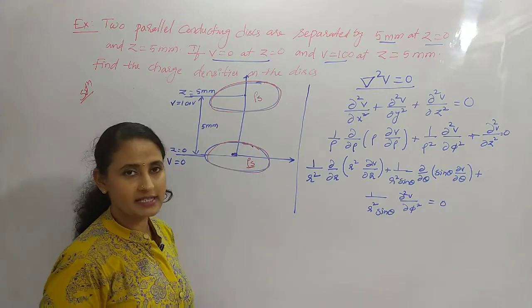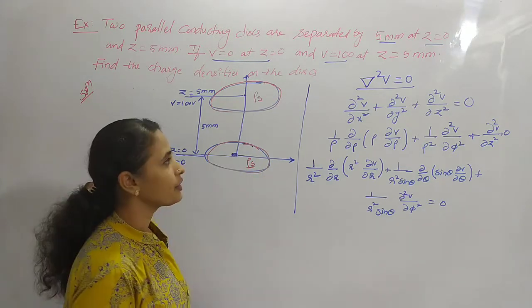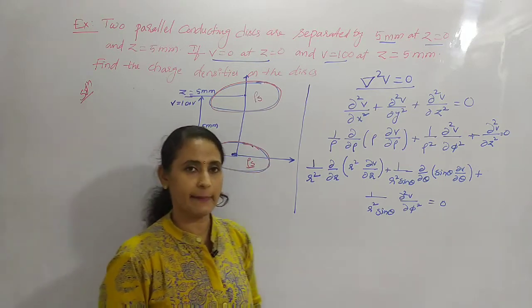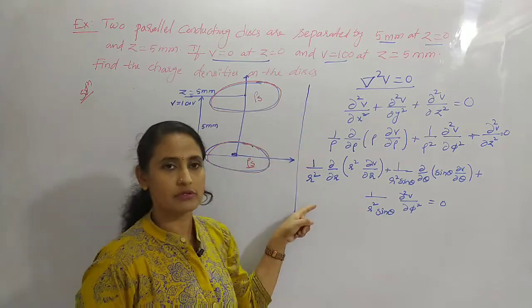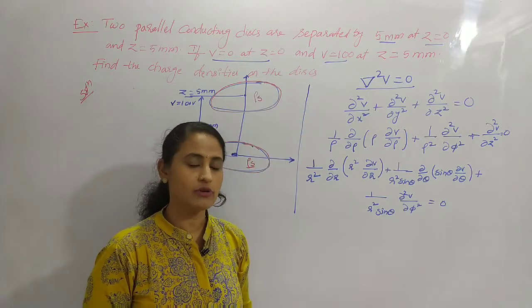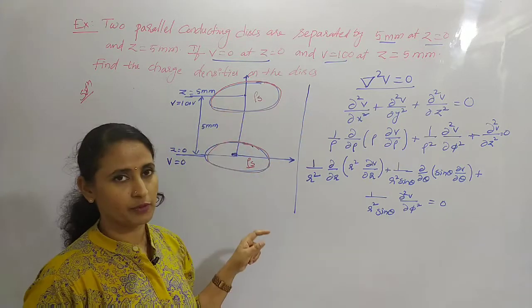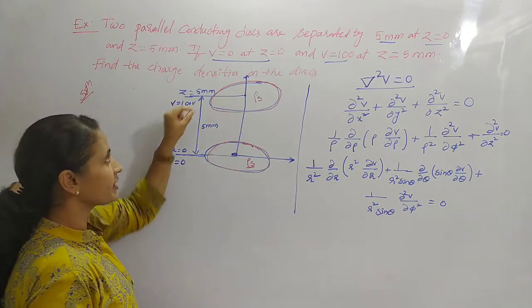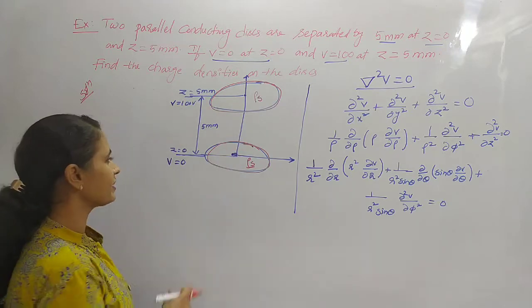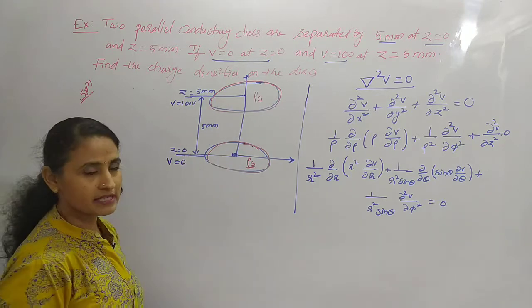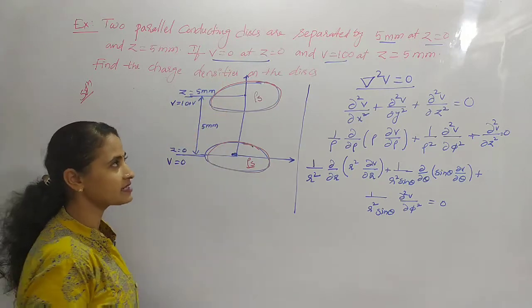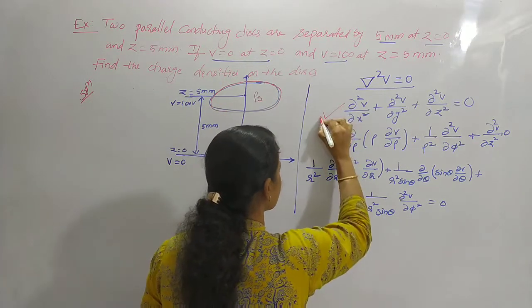Now let us apply the Laplace equation to find rho s. First, we have to choose which Laplace equation to select to solve this numerical. See in which coordinate system the values are given. It is given in terms of z, which means we can use the Cartesian system.